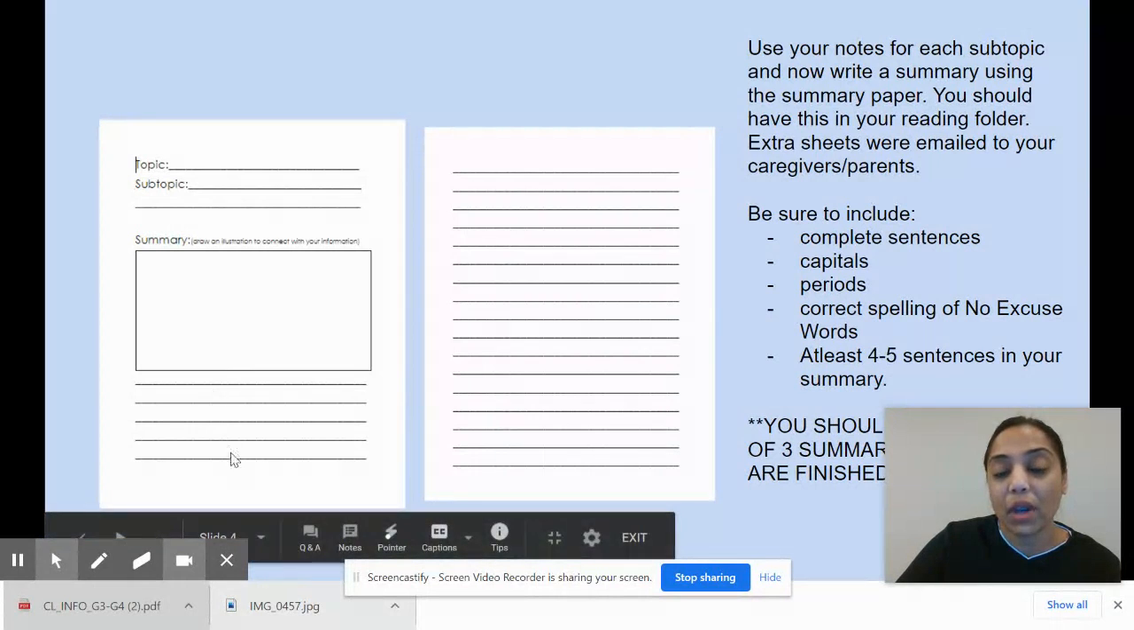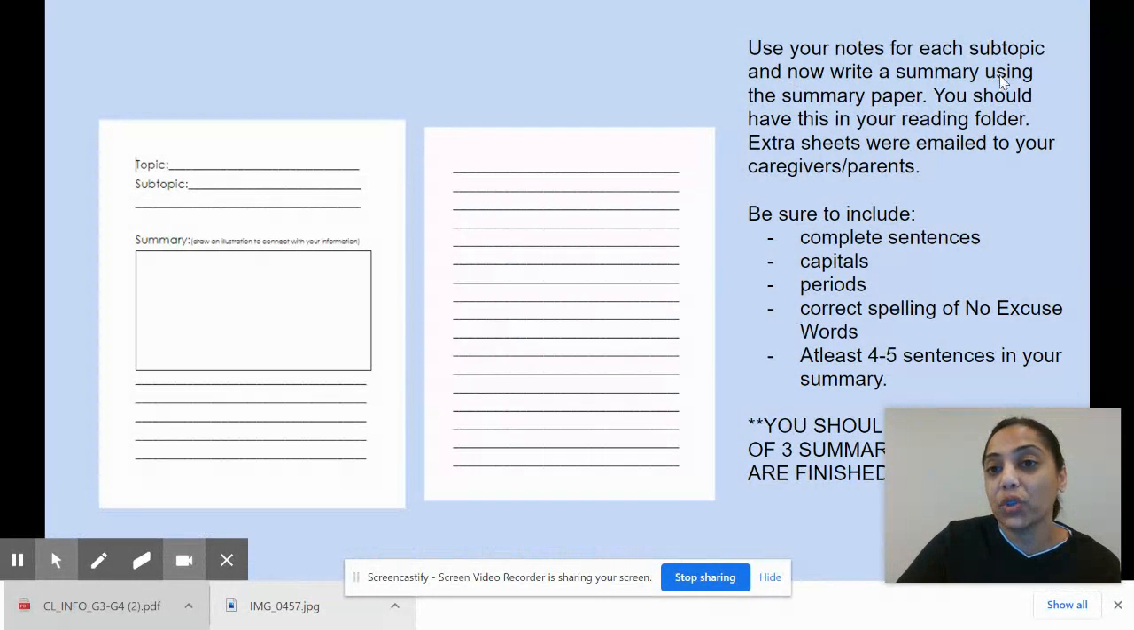So write your summary. Now here it says use your notes for each subtopic. And now write a summary using the summary paper. This is the summary paper. You should have this in your reading folder. Extra sheets were emailed to your caregivers or parents. So what are you going to include in your summary? You're going to make sure there are complete sentences, there are capitals, there are periods, correct spelling of no excuse words. You have that in your little black bin. At least 4 to 5 sentences in your summary.